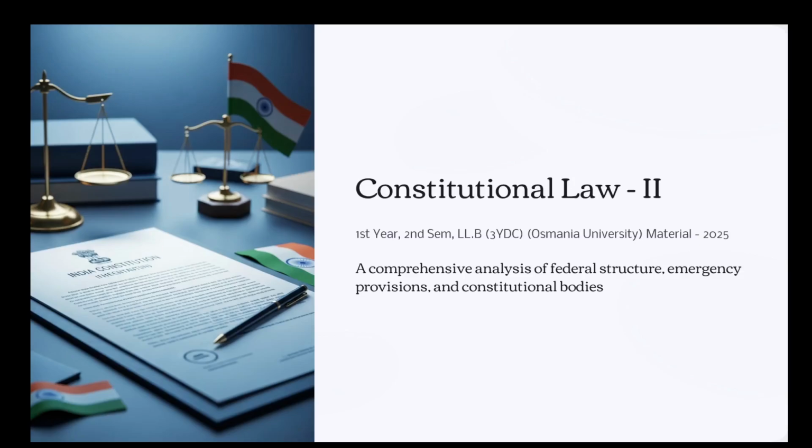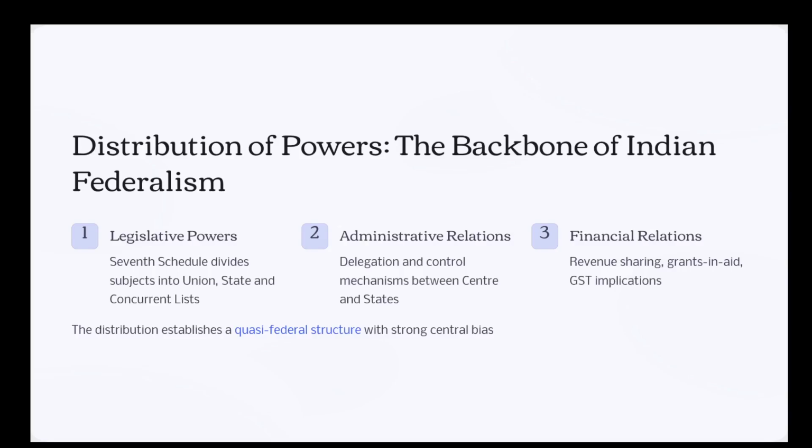Today we are going to discuss Constitutional Law Part 2. It is a first year, second semester LLB portion. Okay, so let us have a comprehensive analysis of federal structure, emergency provisions and constitutional bodies.